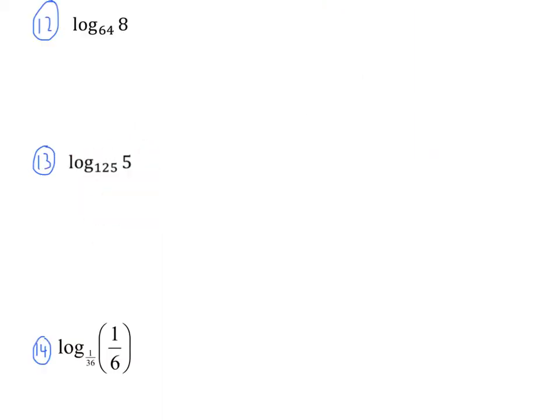Just a couple other ones to get you to do some practice. Maybe we'll do this first one together, and then you'll finish the last two. Log base 64 of 8. All of these we're going to think about the same way. Our log is the exponent to which we need to raise 64 in order to get 8.